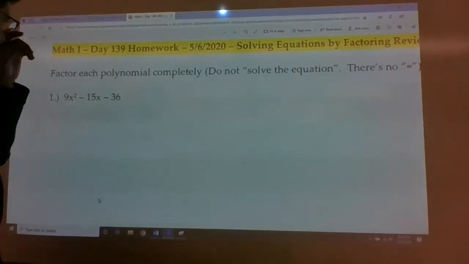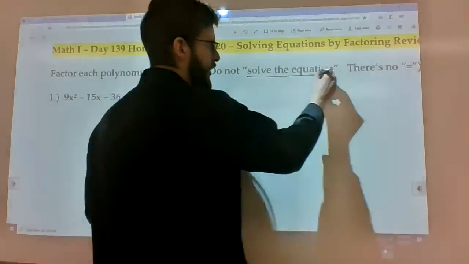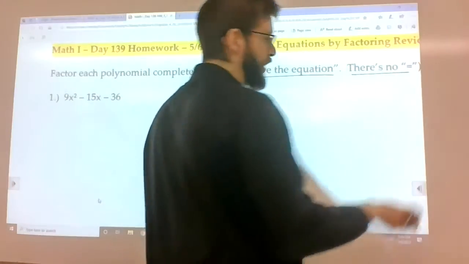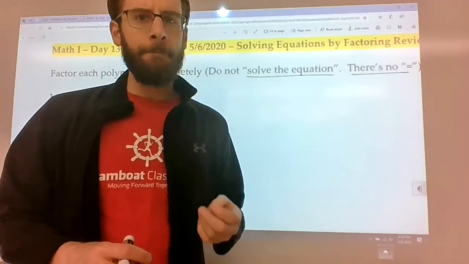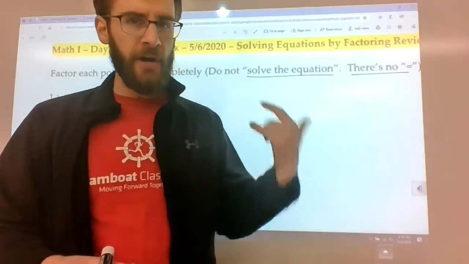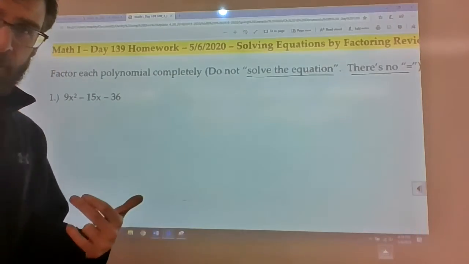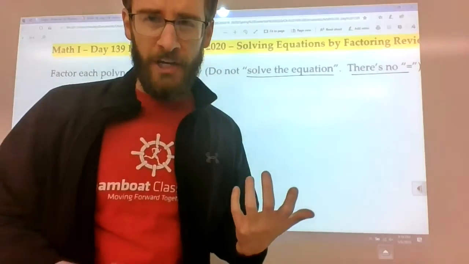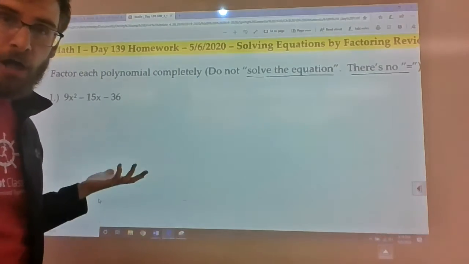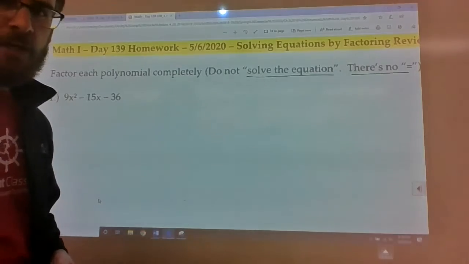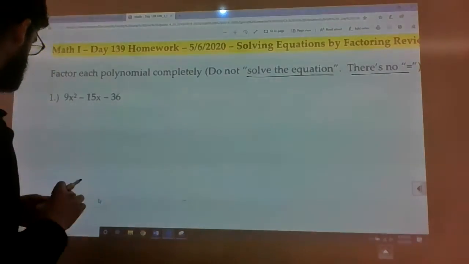Our first one says factor each polynomial completely. And I put in here, do not solve the equation. There's no equal sign. Because I see a lot of students who start to get into that mode of not really thinking. They just go on autopilot and they're like, oh yeah, I remember AC method. They'll do the factoring, but then they'll try to solve this phantom equation in which there is no equation. It's just a polynomial which I'm asking you to factor. So here's what it means if it says factor, not solve the equation.